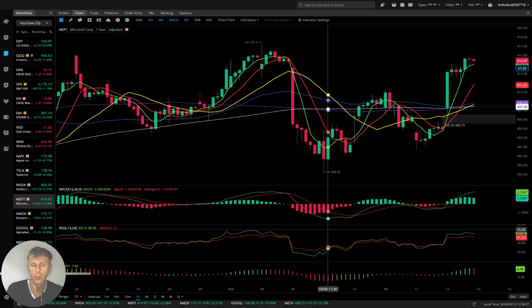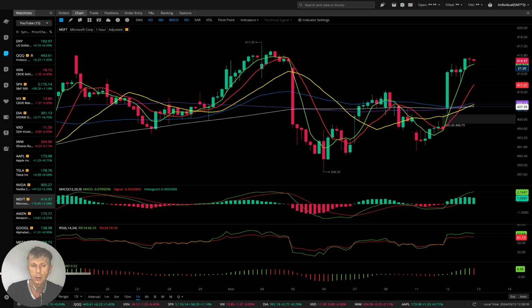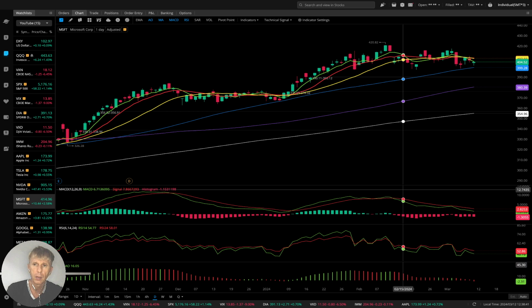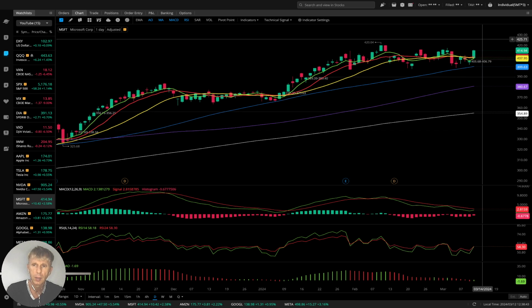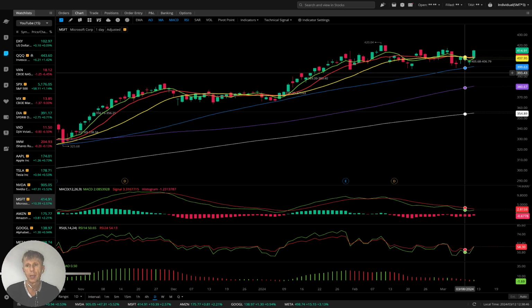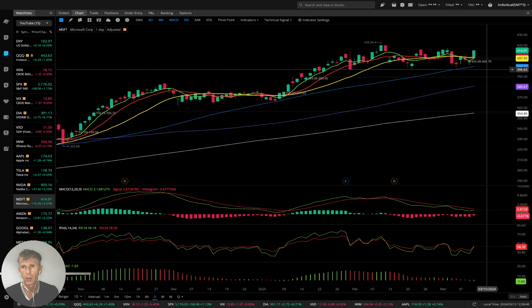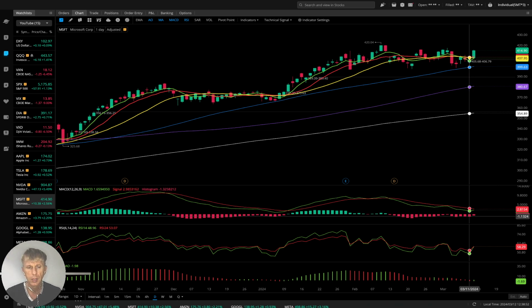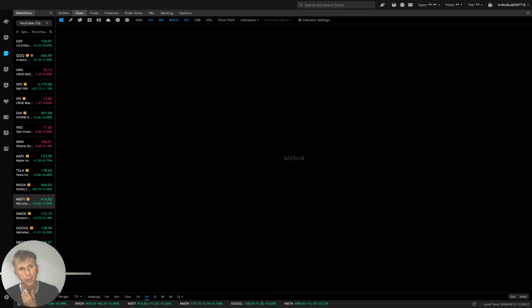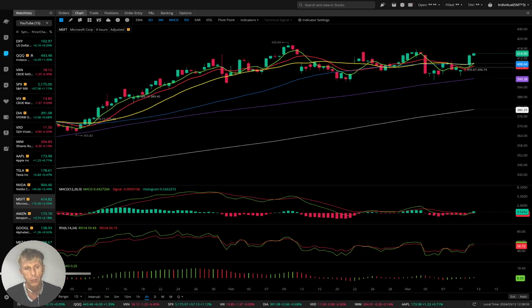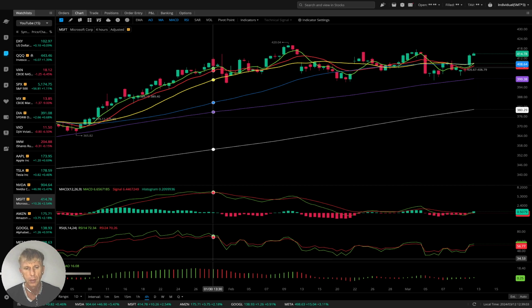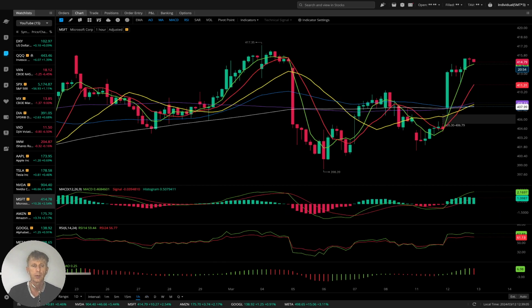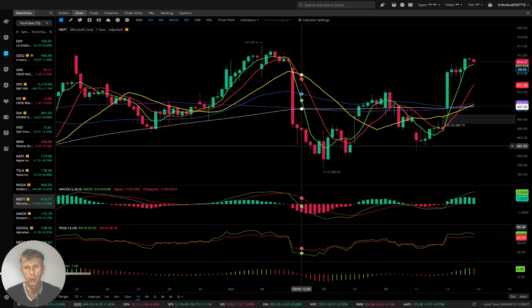Microsoft plus 2.5%, daily time frame, nice bounce. It did a nice bearish reversal signal, but today it did bounce with a gap up. All indicators still kind of bearish. Microsoft 4 hours time frame, bullish crossover, bullish trend. And 1 hour time frame for Microsoft, bullish trend.